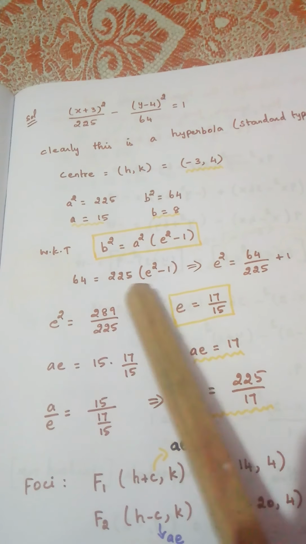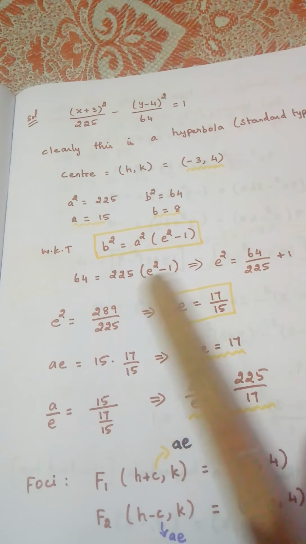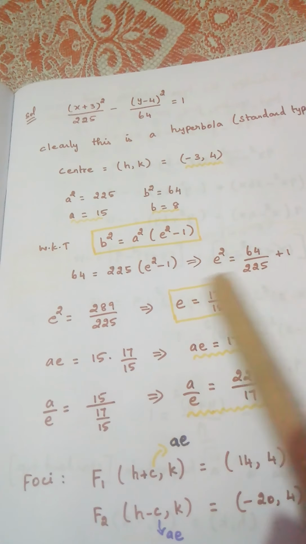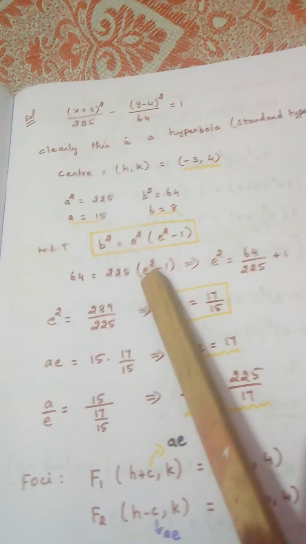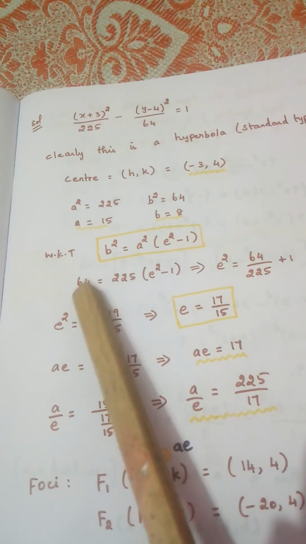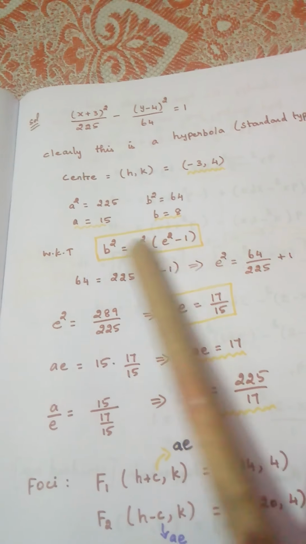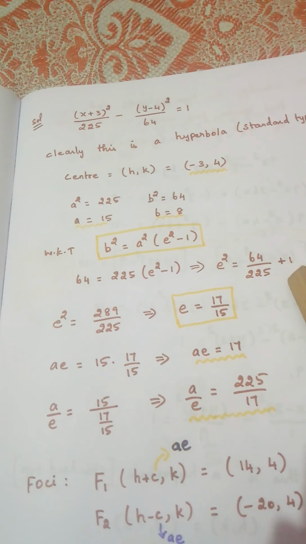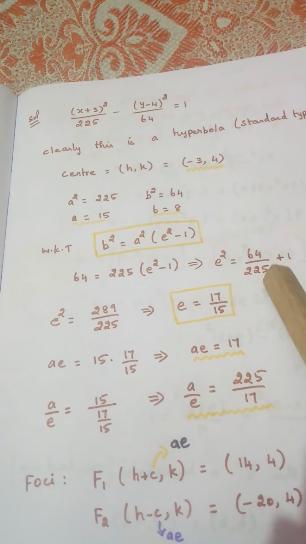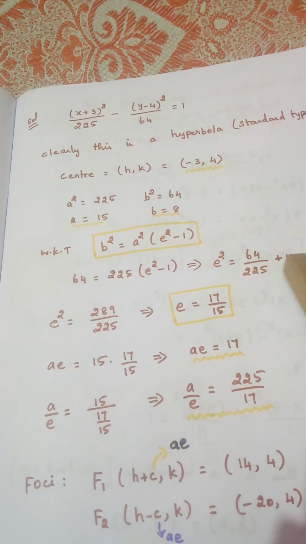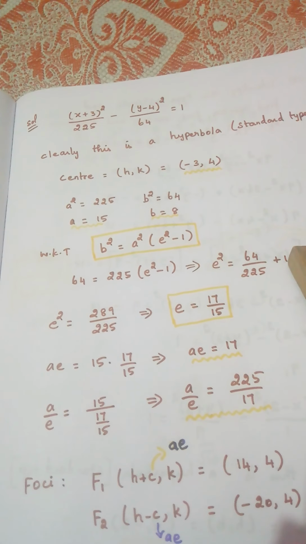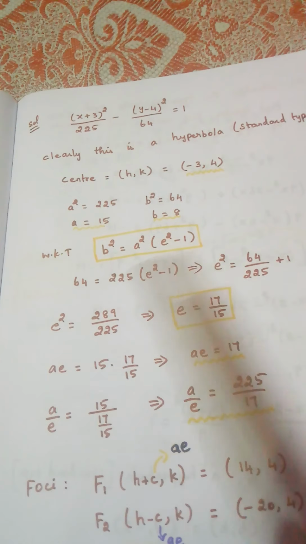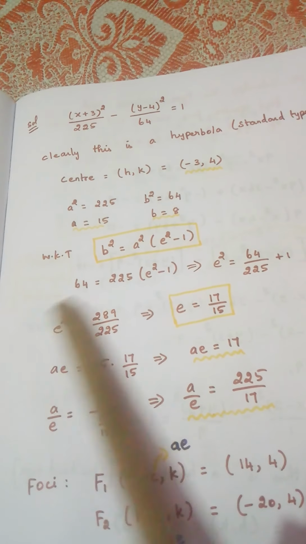Then what will be present on the right hand side? E square minus 1. From that, minus 1 should be taken to the other side, becoming plus 1. So this step comes: e square is equal to, first bring this 225 to division, then minus 1 taken to the other side and written as plus 1. I think you will understand this. Now cross multiply: 225 into 1 is 225, plus 64, 289 by 225. This is the value for e square.